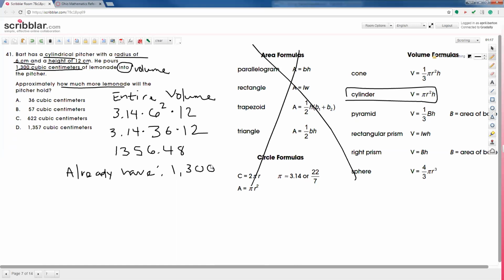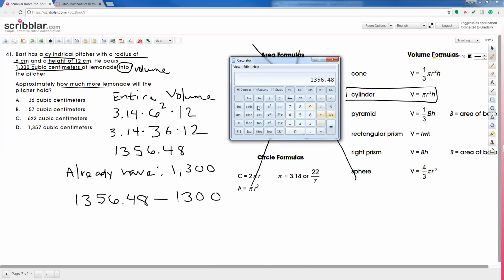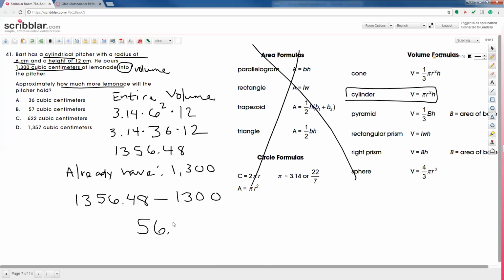So how much more means we're going to subtract again. It's like that flag problem where we took the total area minus the area we found. We're going to take the total volume minus the volume we already know about. So we subtract it out. Is 56.48, which will round to the 57.